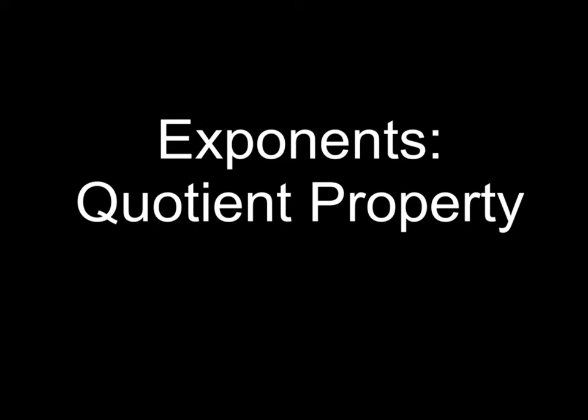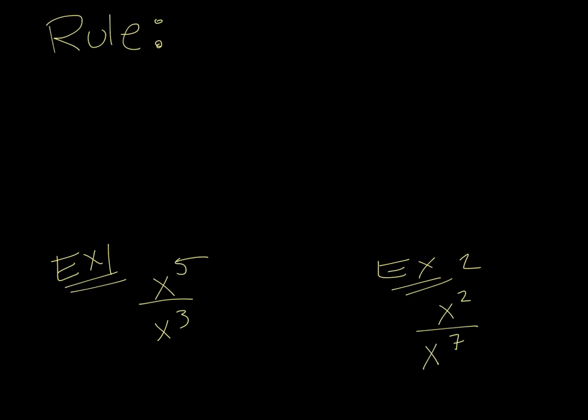In this lesson, we'll look at the quotient property of exponents. The rule says that if we have x to the m divided by x to the n, that is equal to x to the m minus n. So it kind of reminds you in a similar fashion to the product rule. When we were multiplying things with the same base, we added them, but when we're dividing things with the same base, we subtract their exponents.